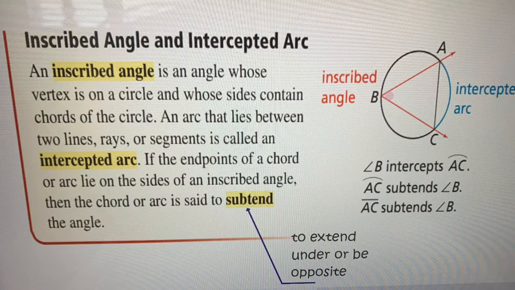If the endpoints of a chord or arc lie on the sides of an inscribed angle, then that chord or arc is said to subtend that angle. Subtend means to extend or be opposite of. So if you look at angle B, it intercepts arc AC. AC subtends angle B. Notice that it is opposite of angle B.